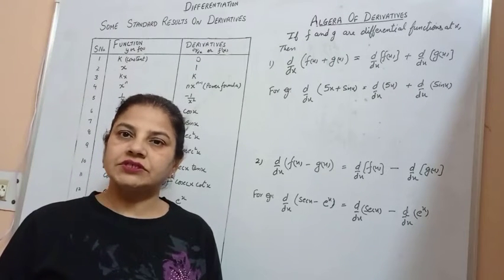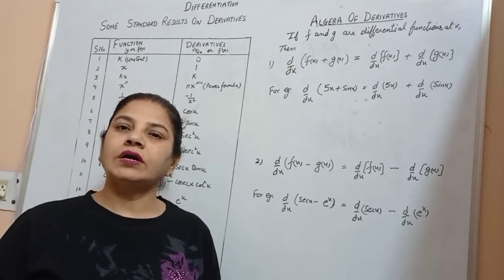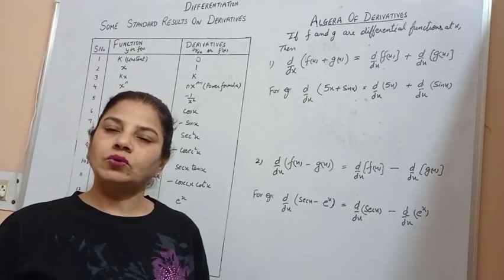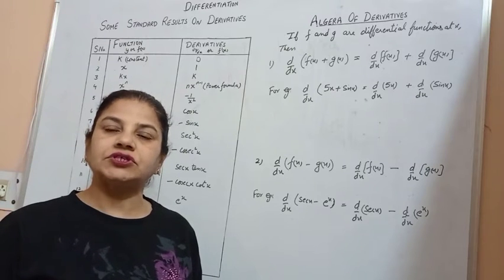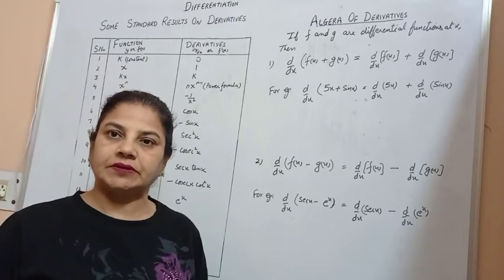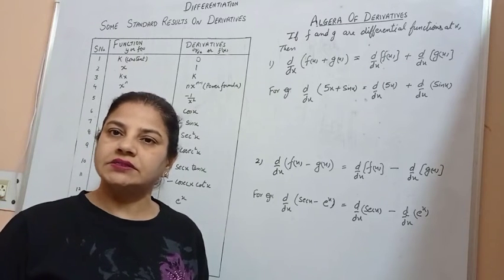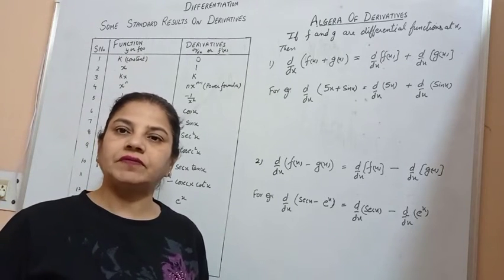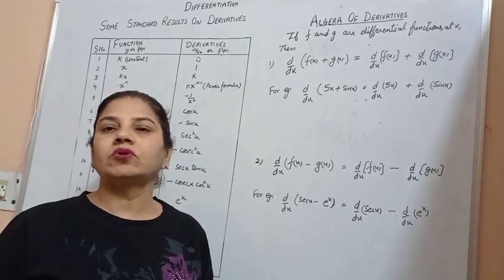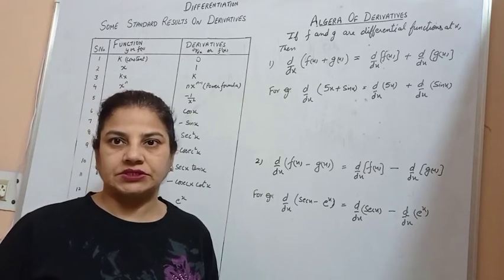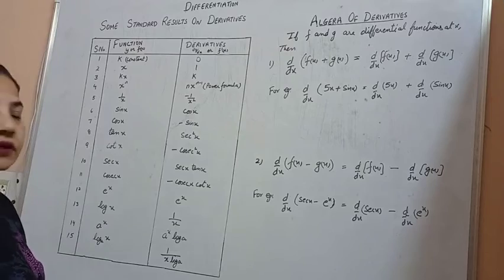Chapter 11, Differentiation. Differentiation part 1. We studied how to find the differentiation of a given function from first principle. In this video, we are going to study some standard results of differentiation, algebra of differentiation, chain rule, and many more questions we are going to solve on differentiation. Let us proceed with the standard results.